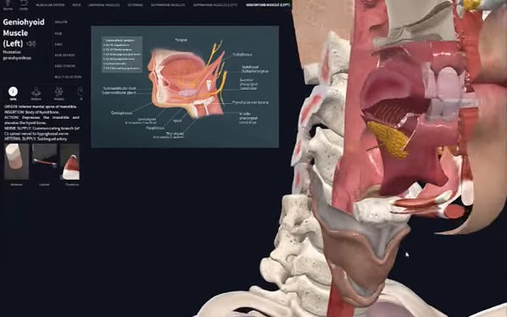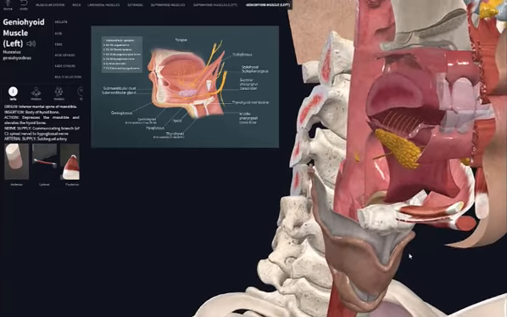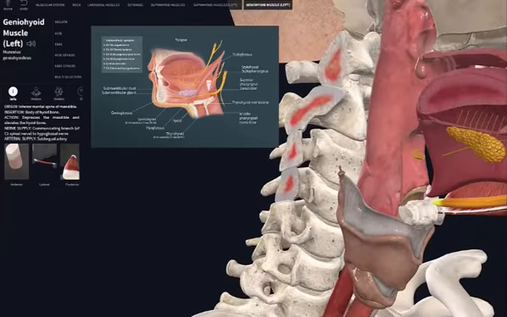The geniohyoid actually will originate at the inferior mental spine of the mandible, which will be anteriorly here, and inserts on the body of the hyoid bone here. When this muscle contracts, it's going to depress the mandible and elevate the hyoid bone a little bit. The nerve supply is going to be via the C1 spinal nerve, which travels along with the hypoglossal nerve.